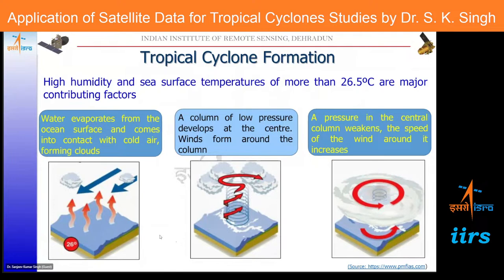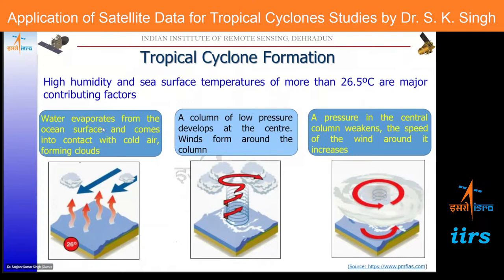So how does a tropical cyclone form? I want to show here in this picture. The two major factors for tropical cyclone formation are high humidity and sea surface temperature. So they contribute the major role in forming the tropical cyclone.